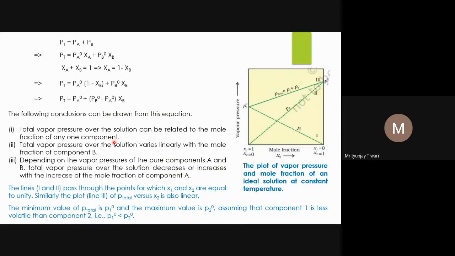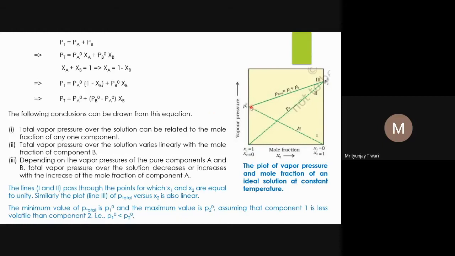And then we studied this graph as well. Suppose now the two components are not A and B, they are 1 and 2, and the vapor pressure of pure component 1 is less than the vapor pressure of pure component 2. In such a case, we will obtain this kind of graph. This P naught 1 is when x1 is 1, and the mole fraction of 2 is 0, which means there is no second component.